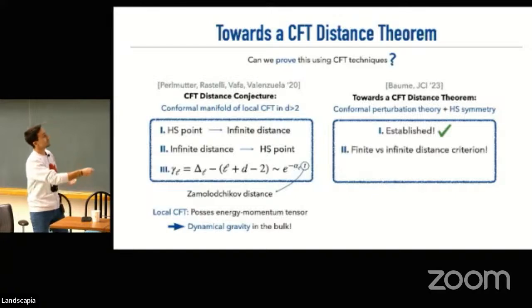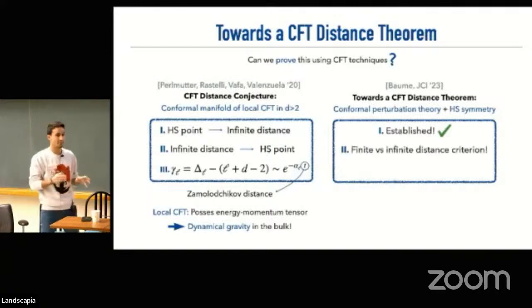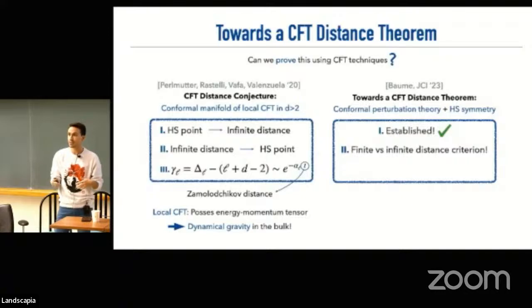But not only that. For part 2, we cannot say much, but we have a finite versus infinite distance criterion that essentially takes the question, is this point at infinite or finite distance, and translates it to information about the CFT data, something you can try to get constraints on.